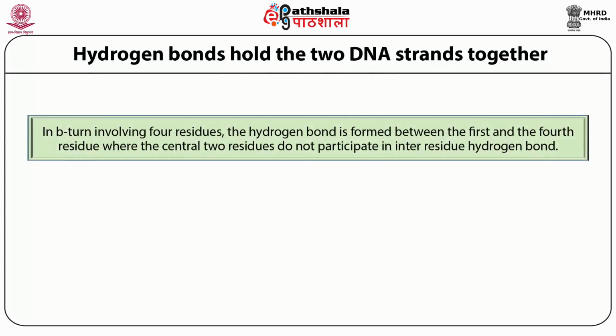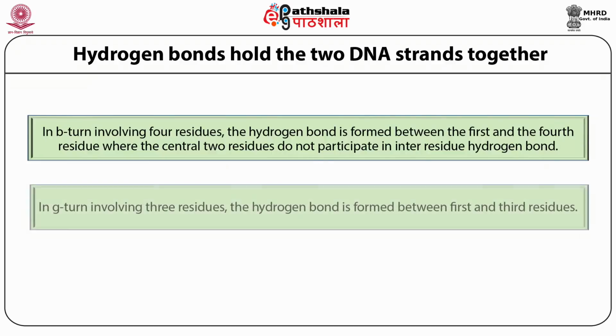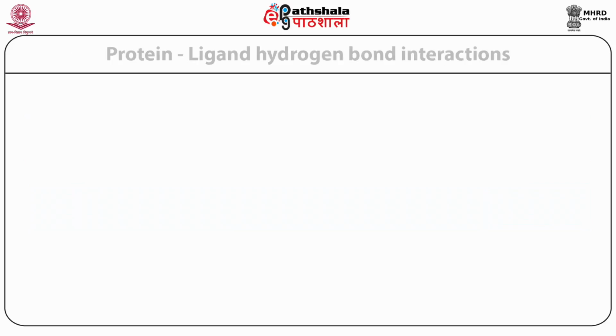In a beta turn, which includes four residues, the hydrogen bond is formed between the first and the fourth residue, where the central two residues don't participate in inter-residue hydrogen bonds. In the case of gamma turns, which include three residues, the hydrogen bond is formed between the first and third residues.